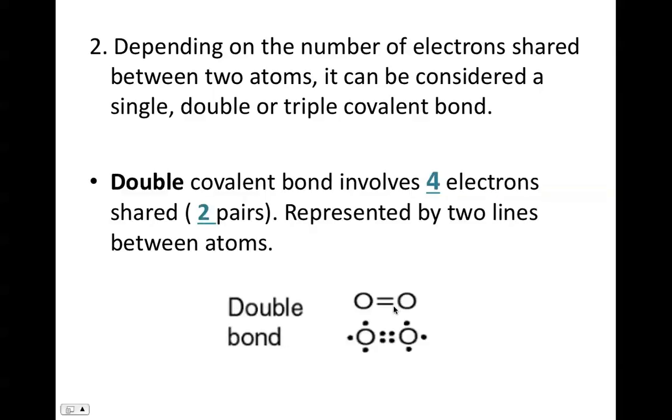Double covalent bond is going to involve four electrons being shared between two atoms, so two pairs of electrons, and we represent that by two lines. So here with O2, which is a common double bonded molecule, we have four electrons, so we're going to represent that with two lines to represent our double bond.